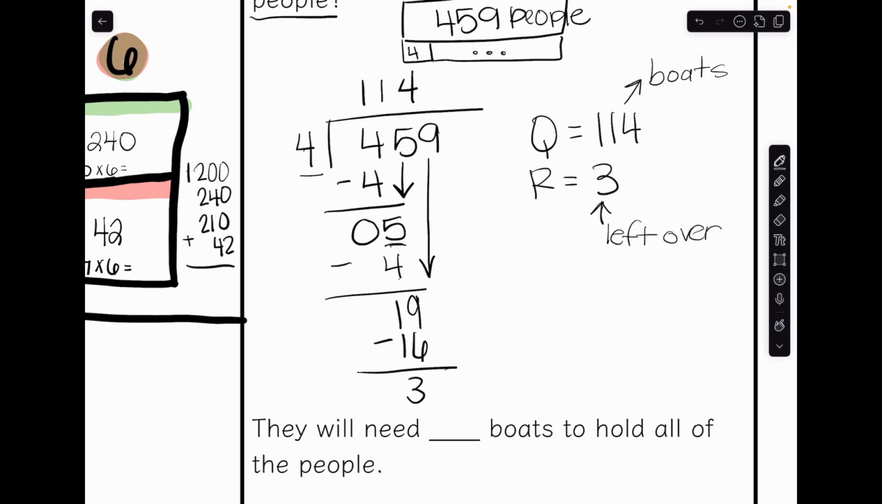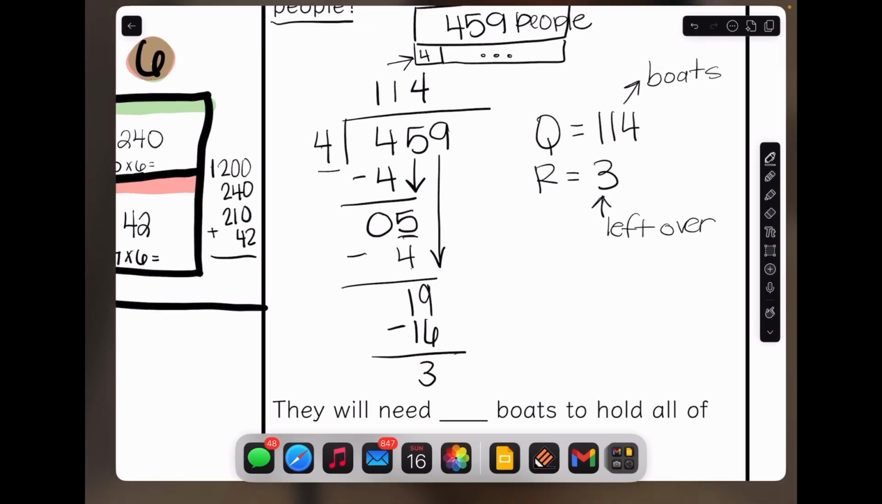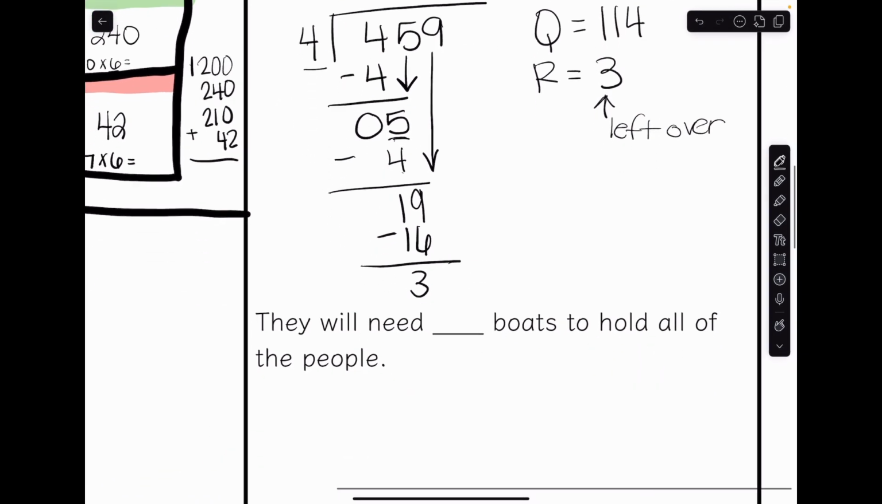And we posed a question. Do we just leave those 3 people behind? No. We need another boat for them. And here's where it gets tricky, because we're noticing that the kiddos want to add that 3 to our quotient, but we know that one boat can hold, again, 4 people. So that means I only need one more boat. So to hold all the people, I'm going to need 115 boats so that nobody is left behind.